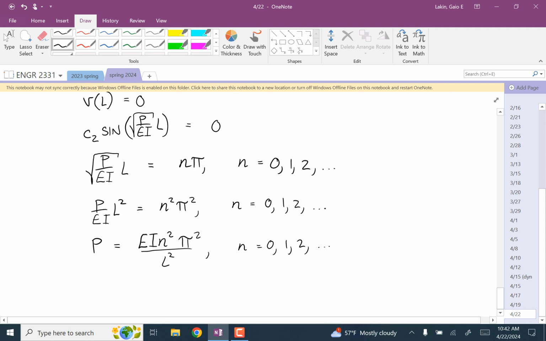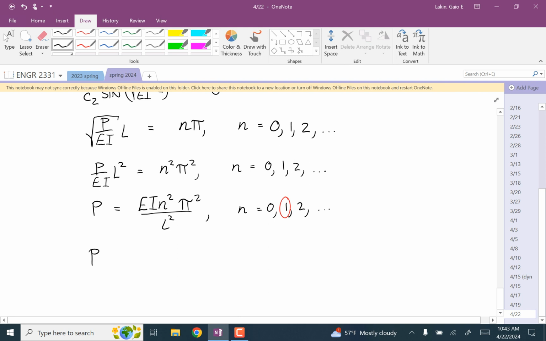Okay, well, the first one of these, n equals 0, says that the P value that allows a deflection of 0 at the top is 0. If you apply no vertical load to this thing, there's not going to be any deflection at the top because it's not deforming at all. But that's a trivial solution. So we want the first non-zero value of this P critical. So we're going to take n equals 1 in this case. And so our answer for P critical is EI pi squared over L squared.